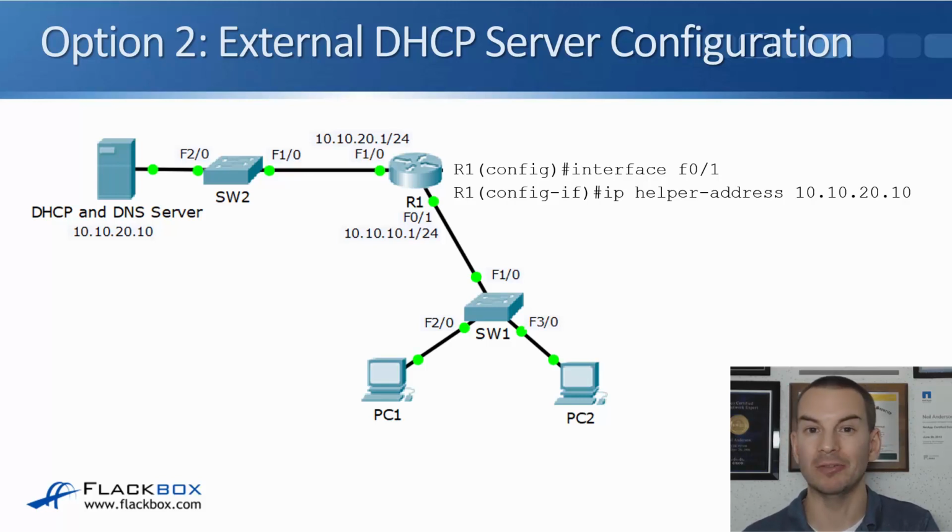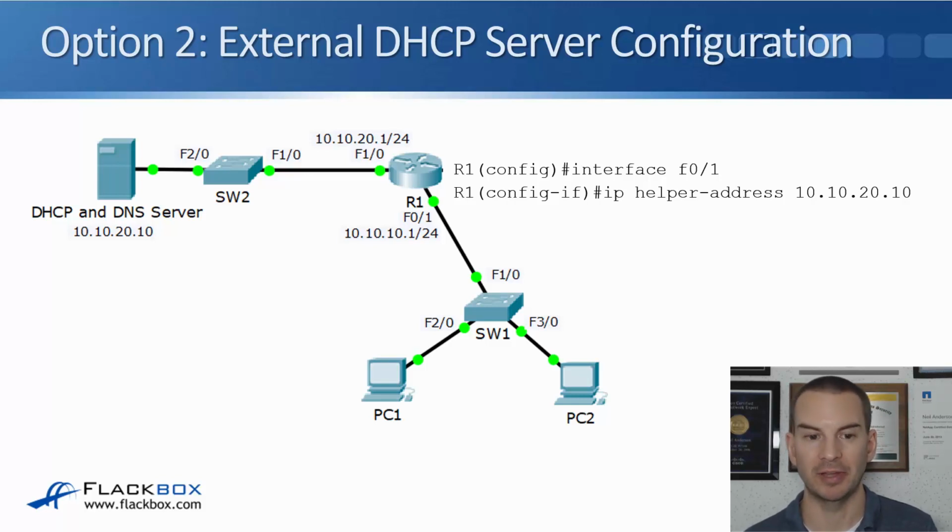The way we do this is we configure it on the interface which will be receiving the DHCP request. In our example here, the interface on R1 which is facing the clients is fast0/1. So we go to the configuration for interface fast0/1 and we say ip helper-address 10.10.20.10. Now, whenever the router receives a DHCP request on that interface, it will forward it to the DHCP server at 10.10.20.10, and now our clients will be able to get IP addresses. So that's how we configure a Cisco router to support an external DHCP server.